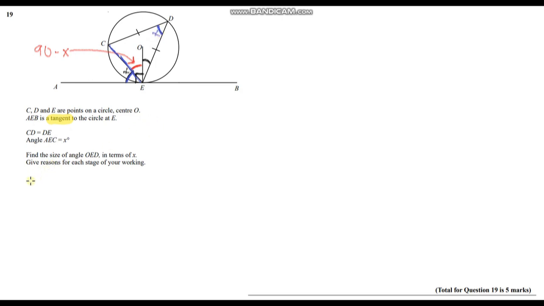So that is also X. So let's write that down. Angle CDE is equal to X. And we need to give the reason. Remember, it says give reasons for each stage of your working. And the reason for that is due to the alternate segment theorem.